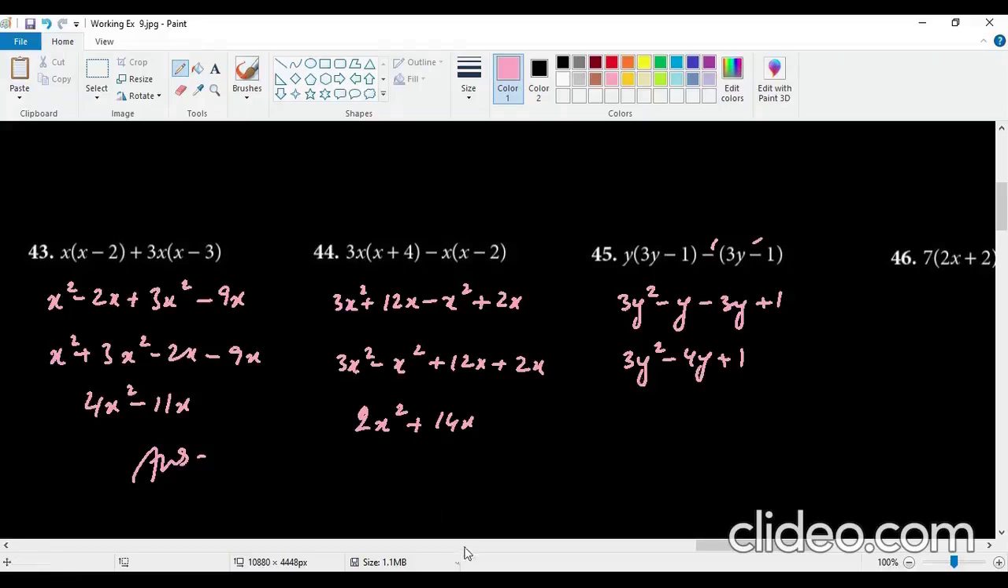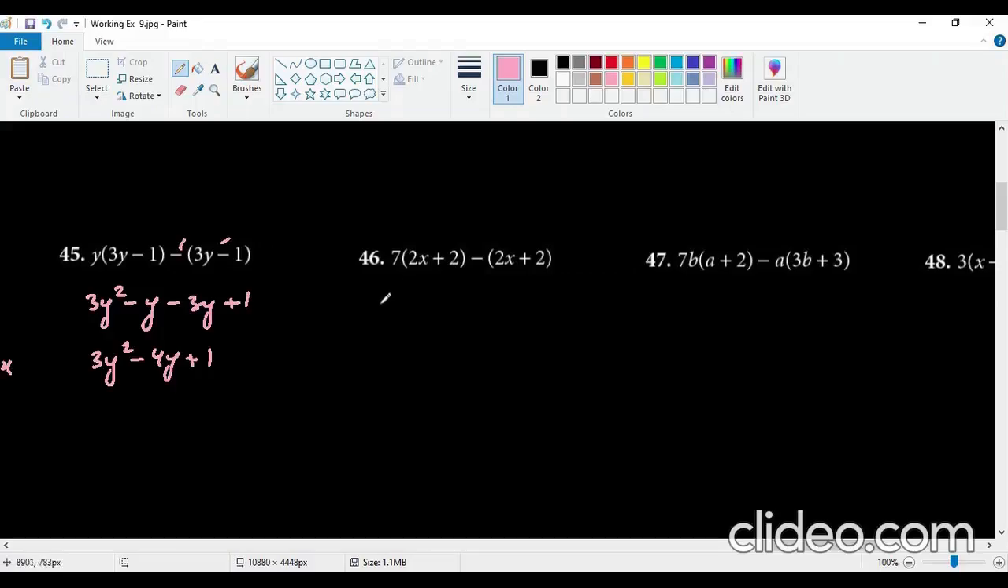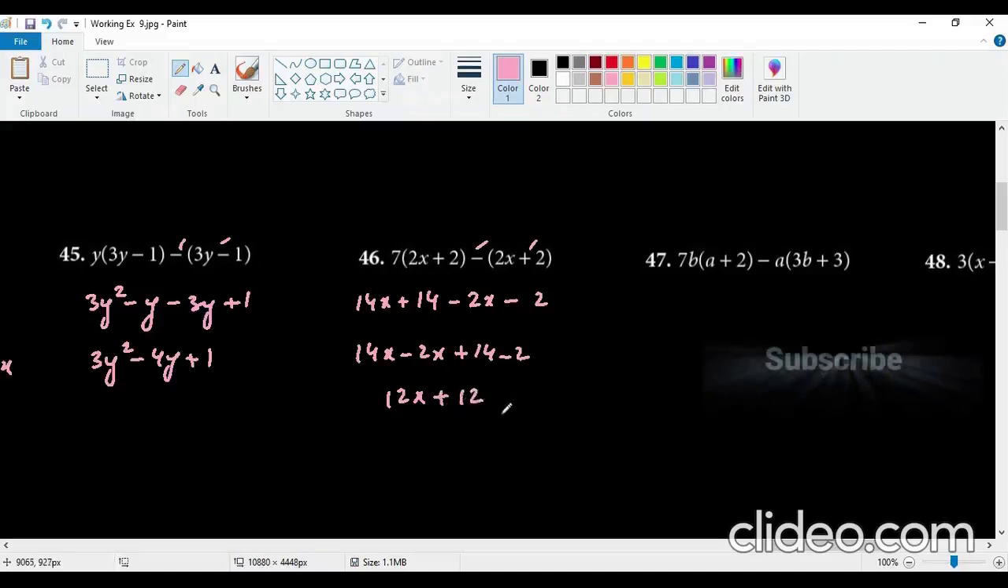In here you have 7 times 2 is a 14, x plus 7 times 2 is again a 14, and minus 2x, and minus plus is a minus 2. So 14x minus 2x plus 14 minus 2 is going to give you a 12x and plus 12 as an answer for question number 46. Moving on to question number 47.